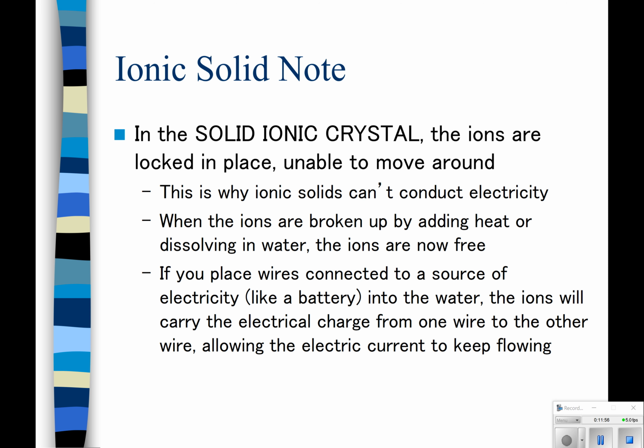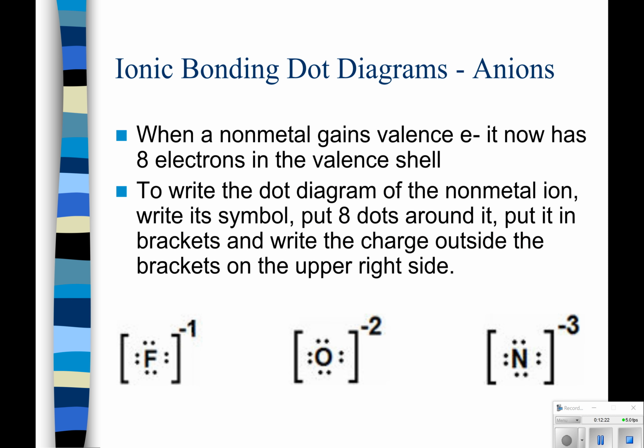free to move around. And if we were to place wires connected to a source of electricity like a battery into the water, the ions will carry the electrical charge from one wire to the other, allowing the electric current to keep flowing. It's essentially like placing a piece of metal in between two wires to complete a circuit. The liquid with the freely moving charged particles in it will conduct electricity just the same as metal would. And we'll learn more about that in a later lesson.